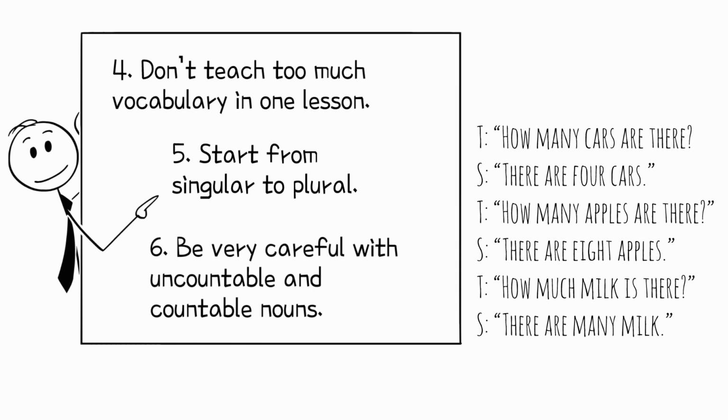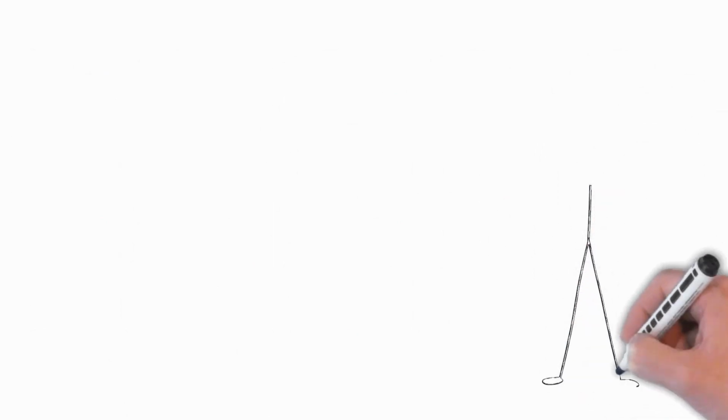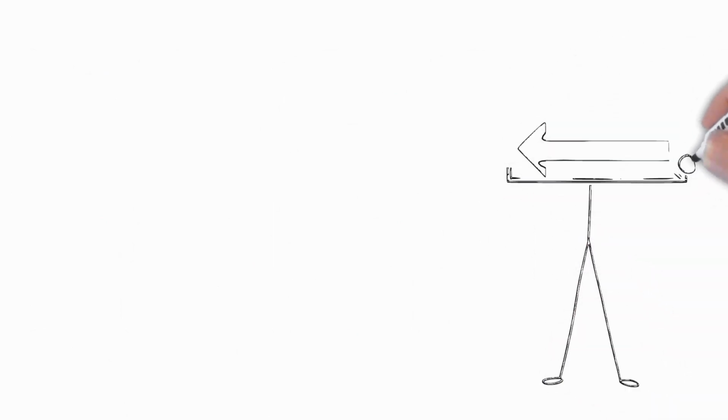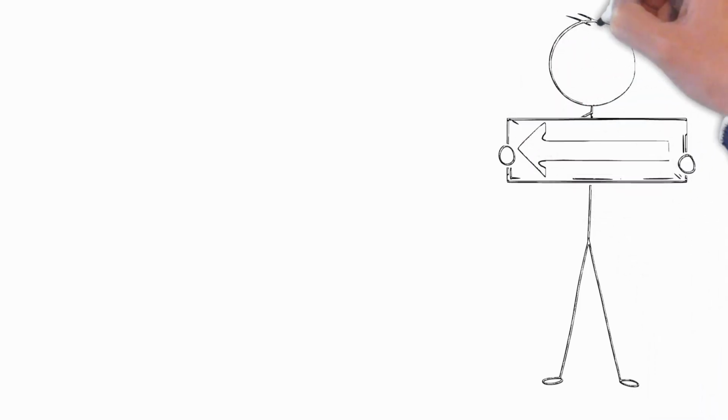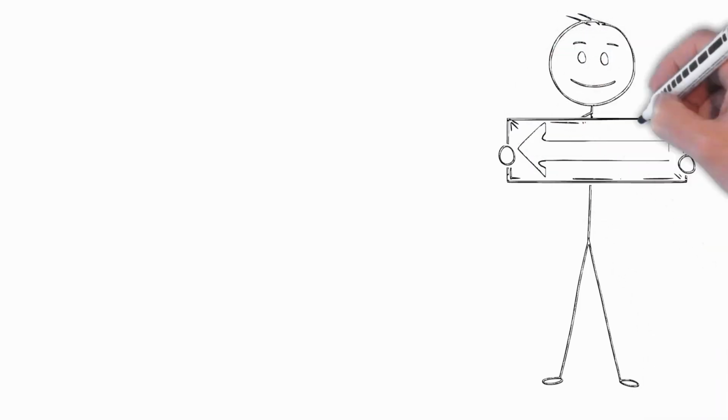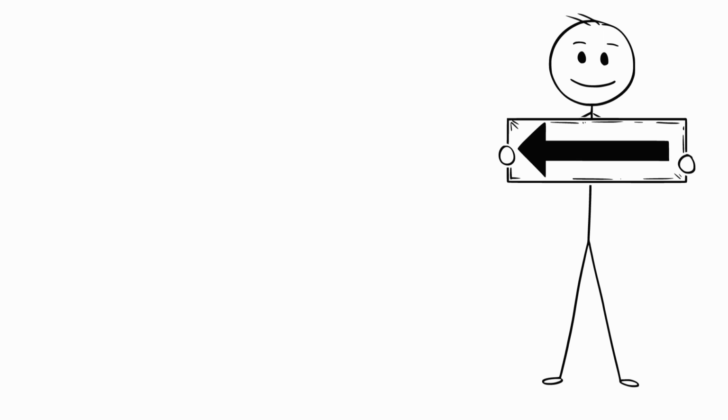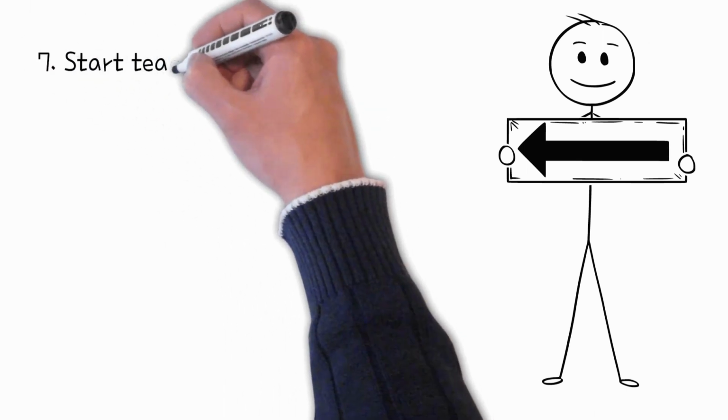If you use uncountable nouns, it may be an idea to introduce containers first. For example, a bottle of milk, a bag of rice, a glass of water, a box of chocolates, a loaf of bread, or a can of cola. Using these points with what you've learned about phonics and double letter sounds will help you decide how and when to introduce vocabulary. You start teaching your students how to read from the very first lesson.